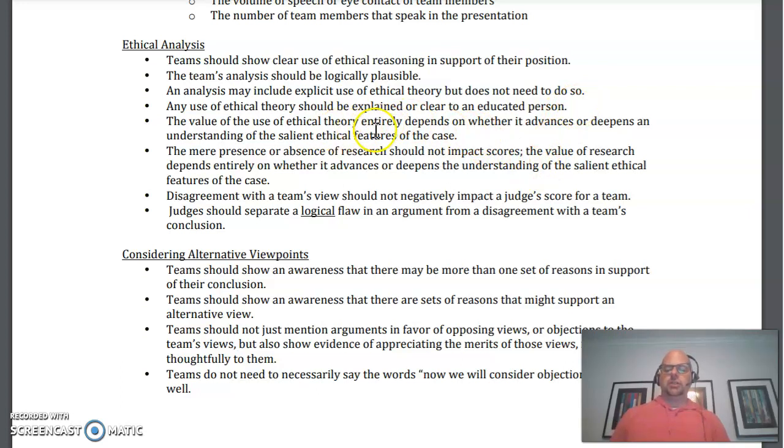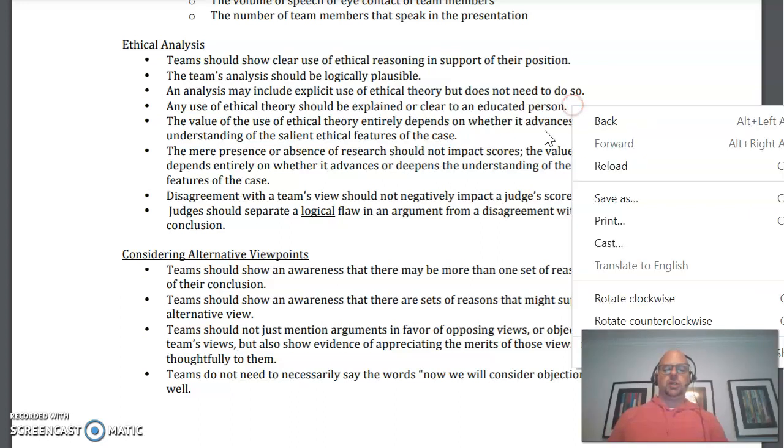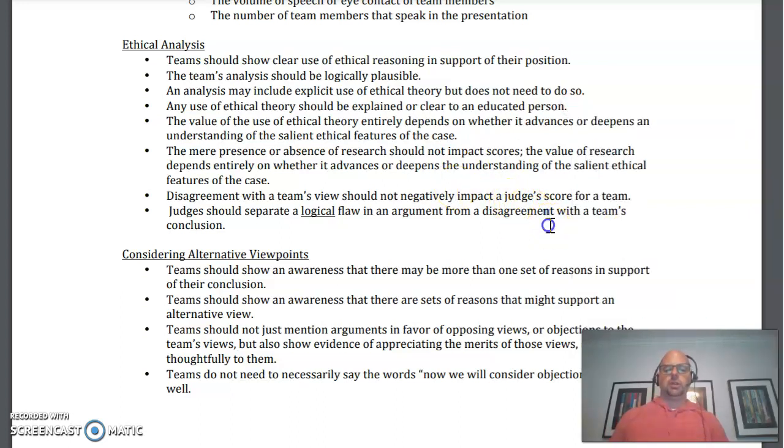Following on that is the idea of ethical theory. I mentioned that earlier as well. But any use of ethical theory should be explained or clear to an educated person. One thing for teams and judges to keep in mind on this is that participants have the burden of making sure that their understanding of ethical theory is clear to the judges in the room. And also, if a judge happens to know a lot about a particular ethical theory and the team begins to discuss it, they've opened the door to be challenged on some of their understanding of that theory.